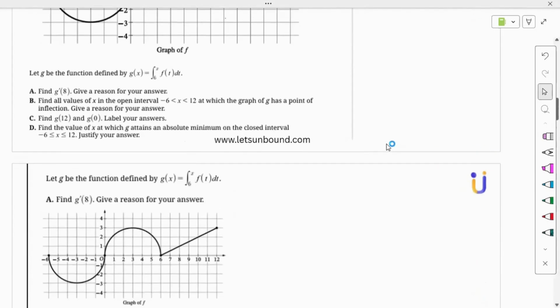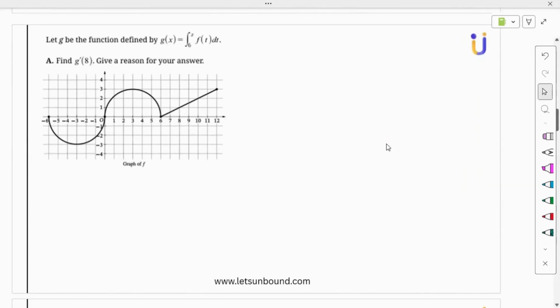First, part A. It is about finding g prime of 8. The g function is defined. Now I need to find g prime of 8, so you need to find what g prime of x is. Let's start with our g of x, which is given. G of x is the integral from 6 to x of f of t dt. If you differentiate on both sides, g of x will become g prime of x. That's what I need. What happened to the right side function?